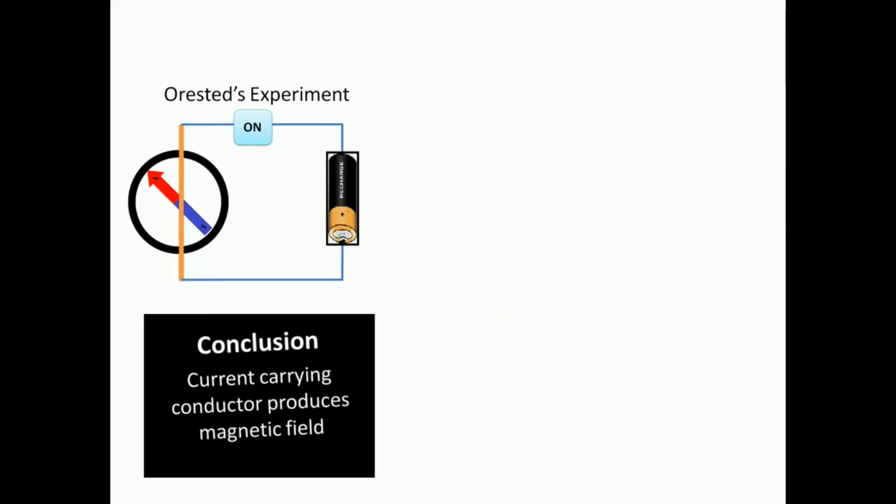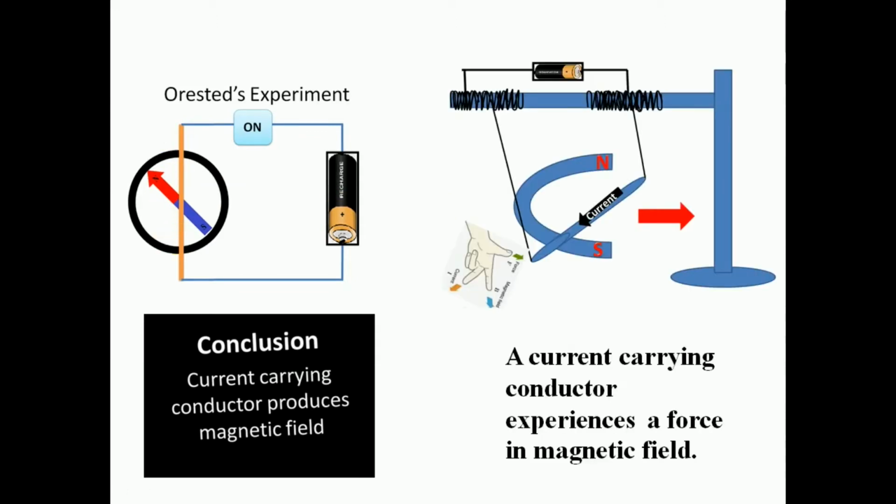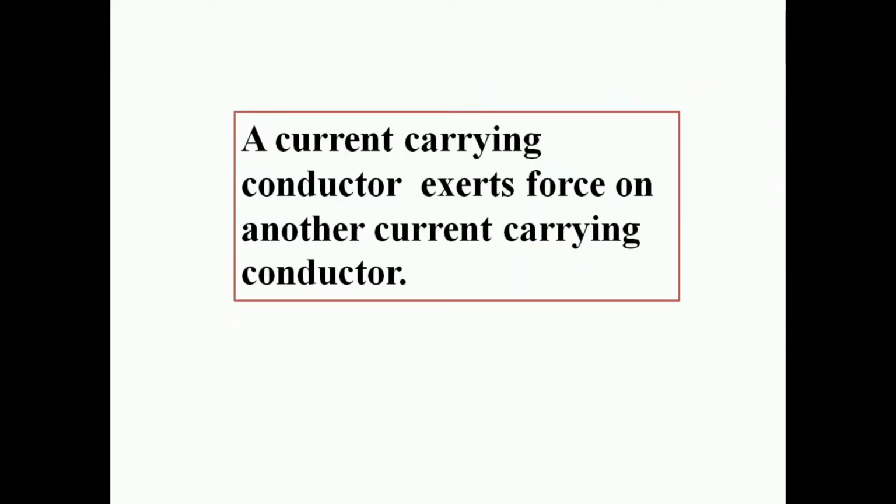So from Oersted's experiment we know that a current carrying conductor produces a magnetic field. And from this activity we know when we keep a conductor in a magnetic field it experiences a force. So if you combine these two, we can say a current carrying conductor exerts force on another current carrying conductor.